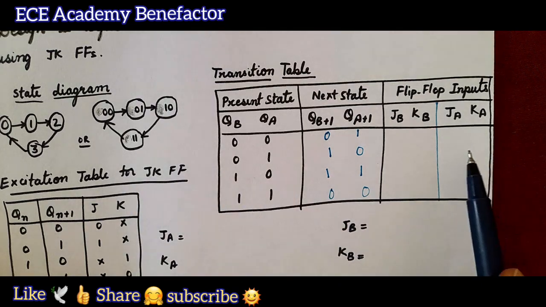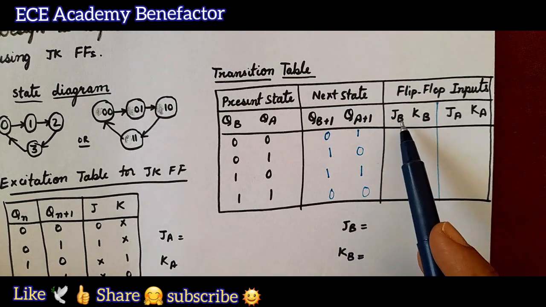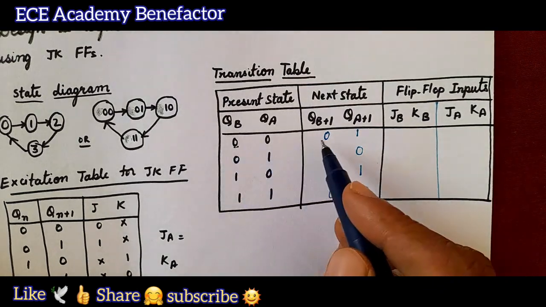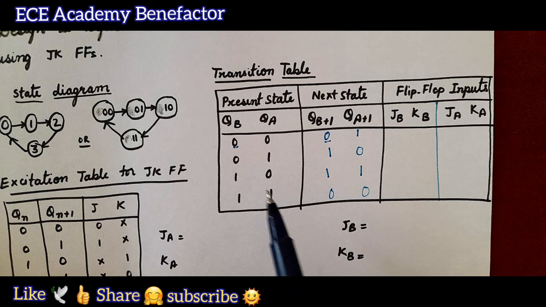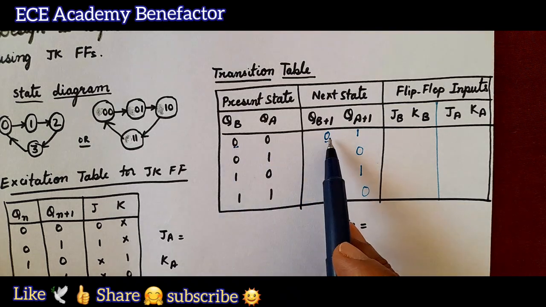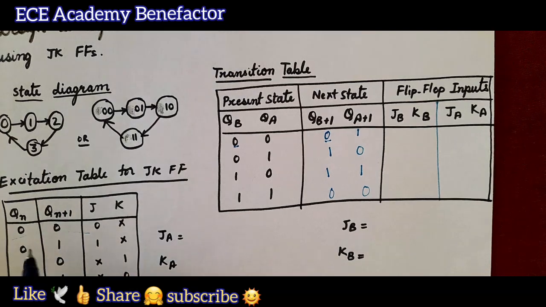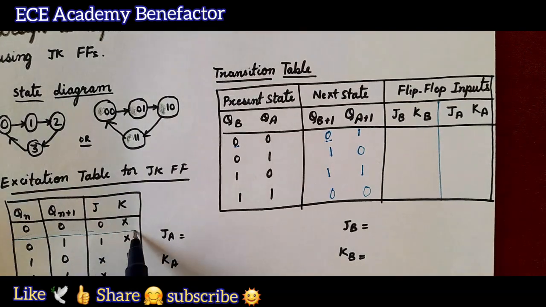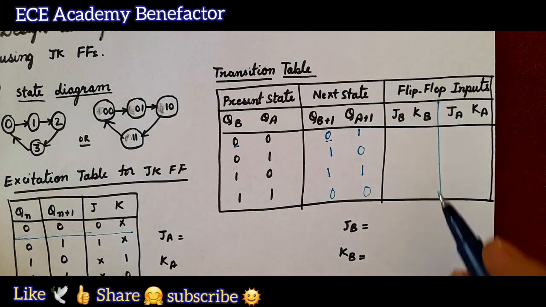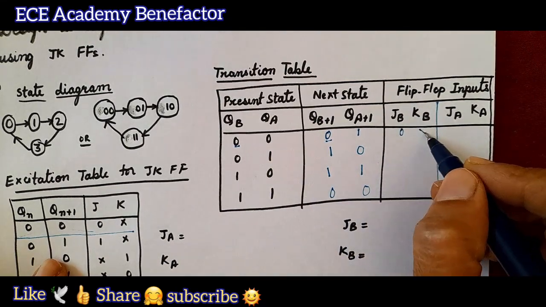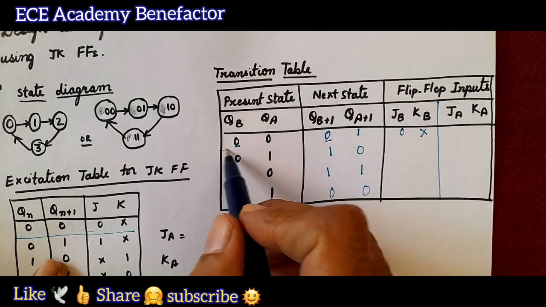Let us now fill the flip-flop inputs. To fill JB, KB, we need to compare QB with QB plus 1. When we take QB and QB plus 1 as 0, 0, what are the J and K inputs? 0x. So for 0, 0, it comes to be 0x.